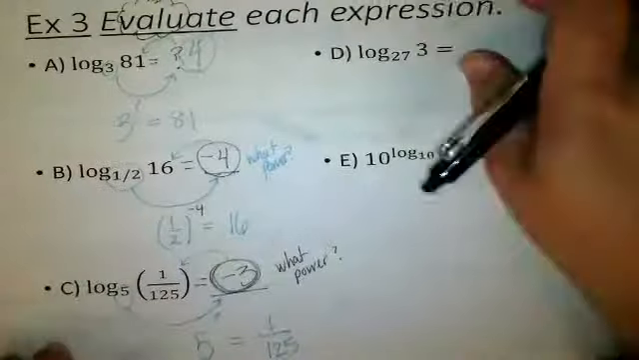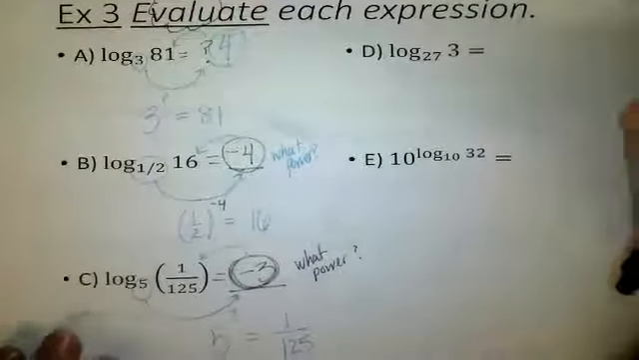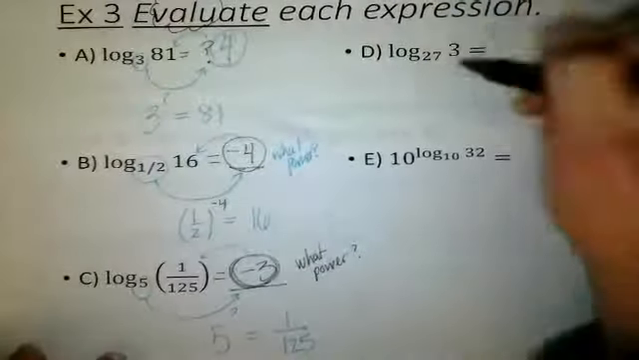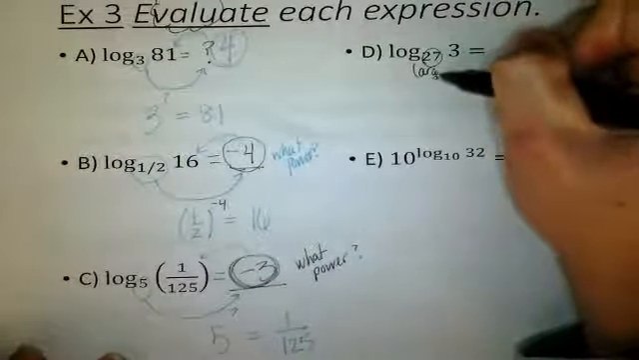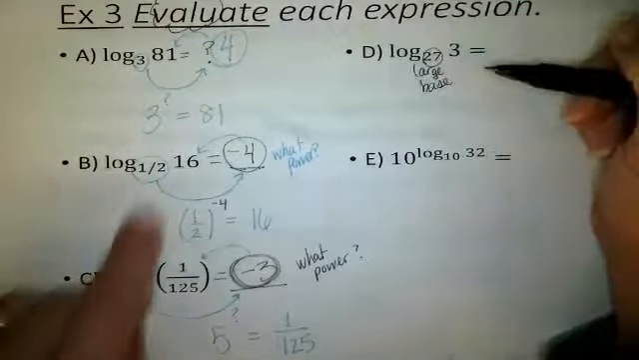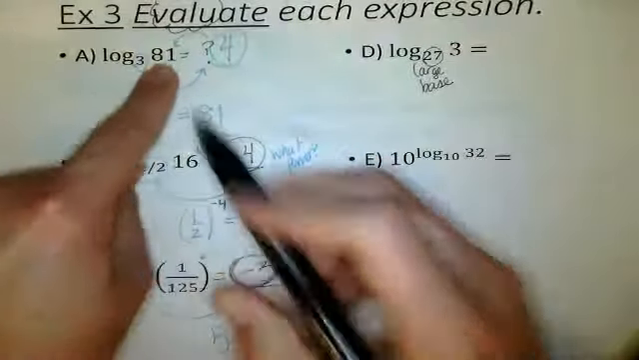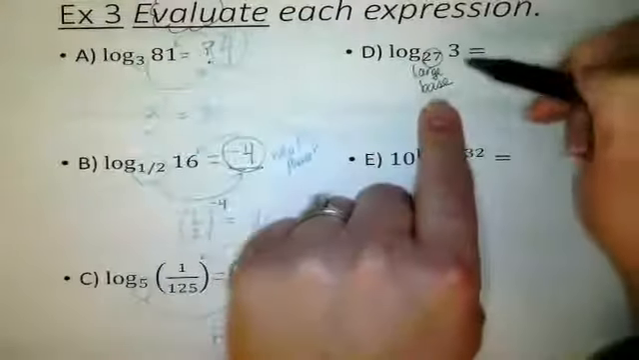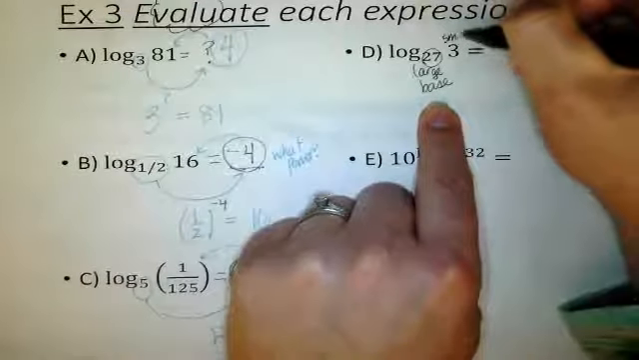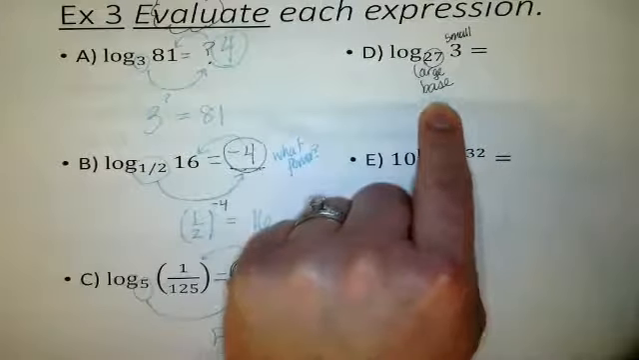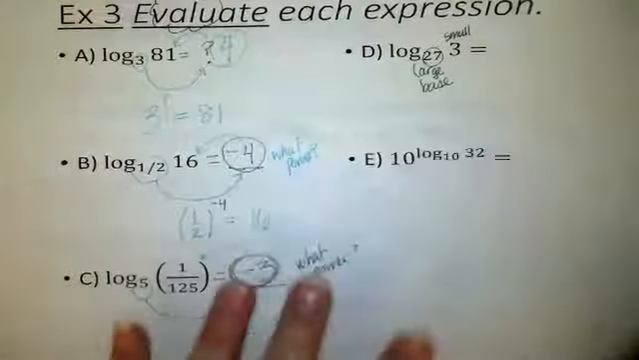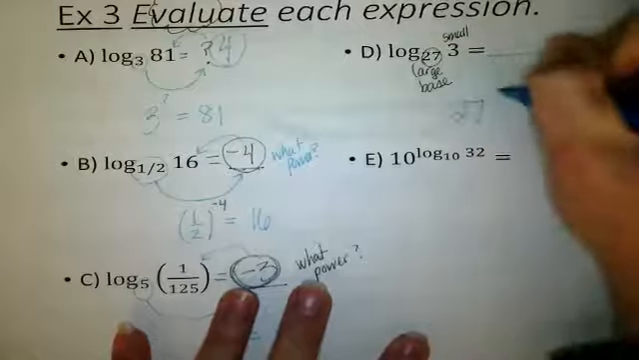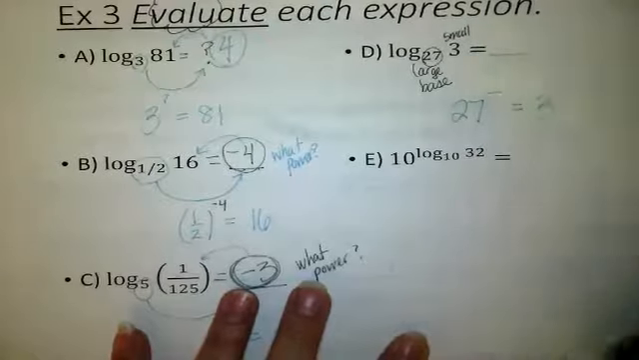All right, now D is hard. D is a little different. Log base 27 of 3. This one is a little different because we're starting with a large base. Normally, we go from a 3 and the argument is 81. The base is small, our argument is a large value. Here, we have a large base and we're getting a very small number. So this is weird. Again, I want to know, what does this equal? 27 to what power equals 3?